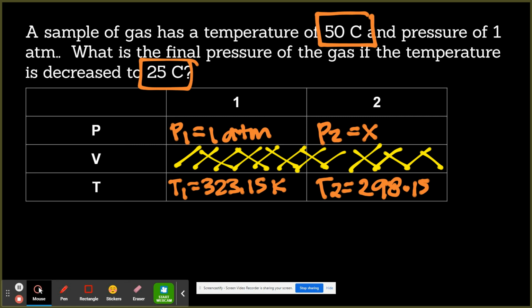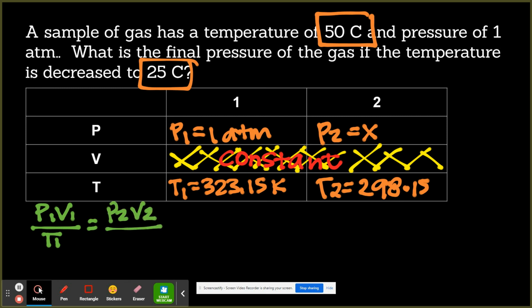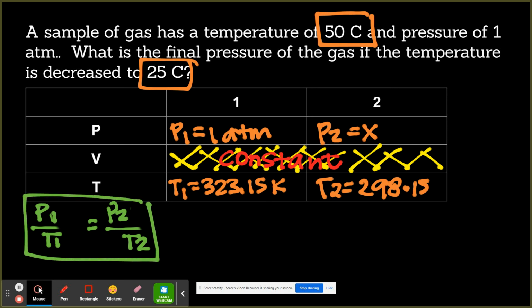Again, it doesn't mean that it's not there or that it doesn't have volume. It simply means that the volume here is constant, unchanging. All right. So let's look at our original equation: P1 V1 over T1 equals P2 V2 over T2. This time the V is constant, therefore we can take out the V on both sides, and this is what's left behind: P1 over T1 equals P2 over T2. This is called Gay-Lussac's law.